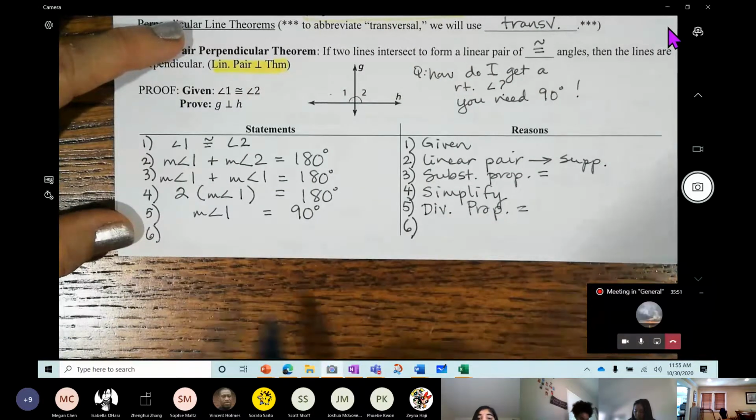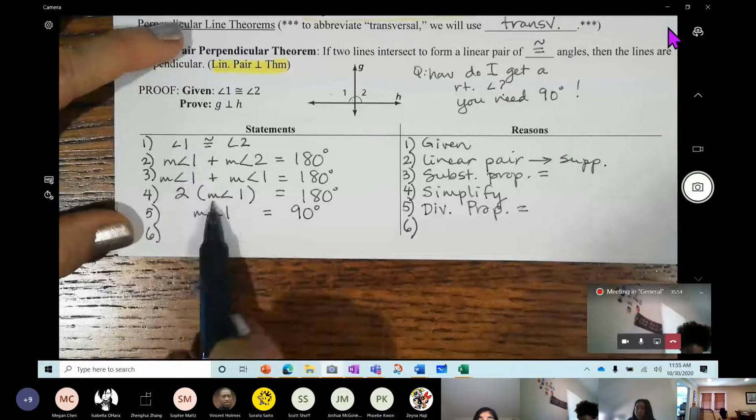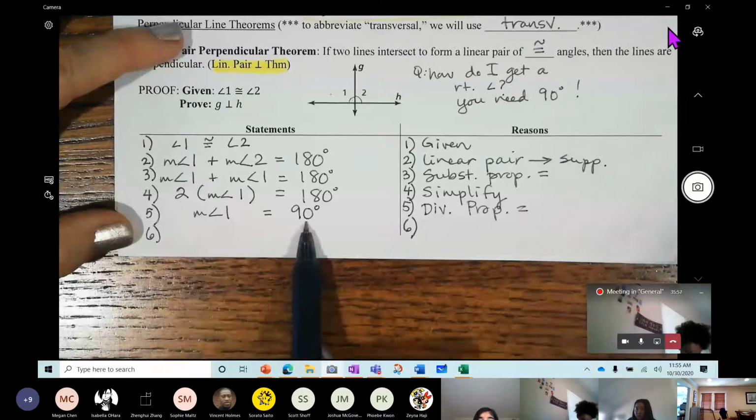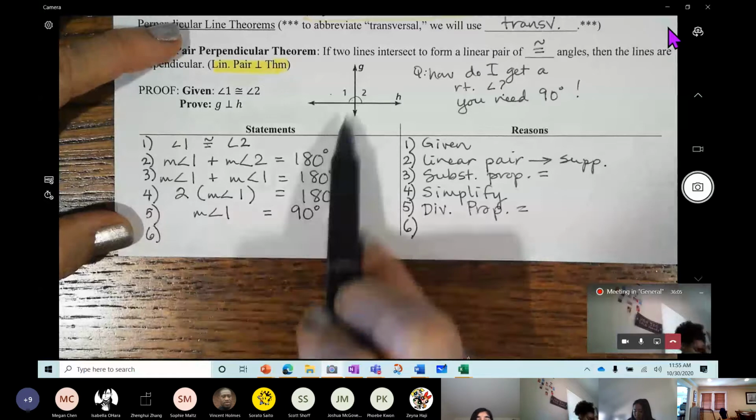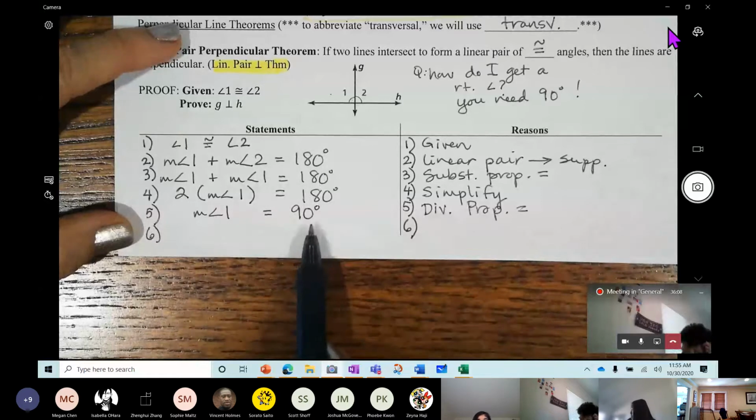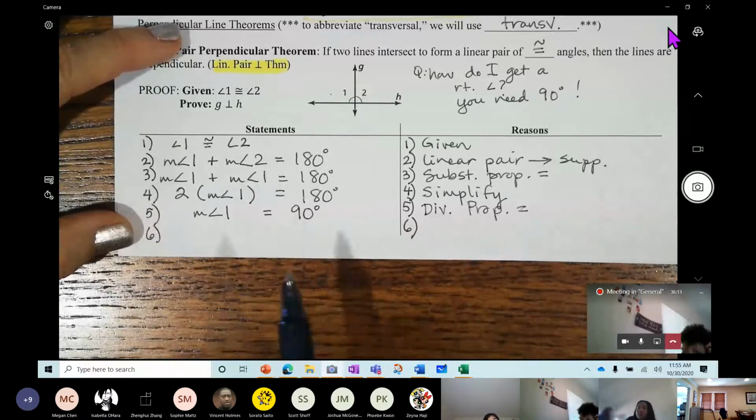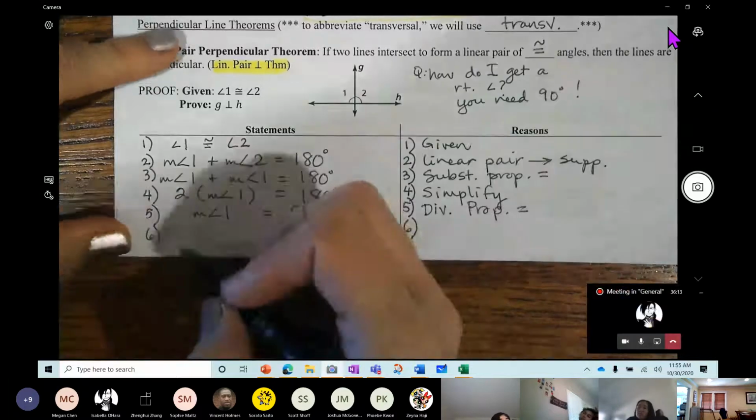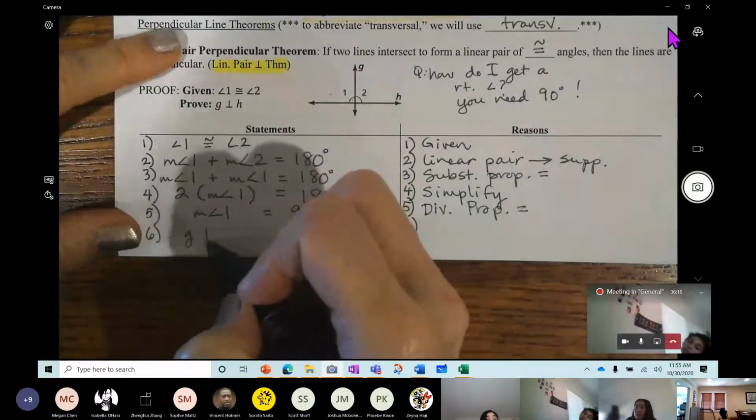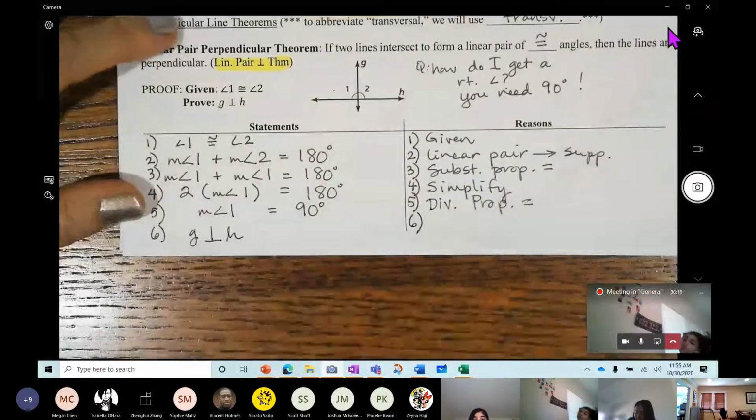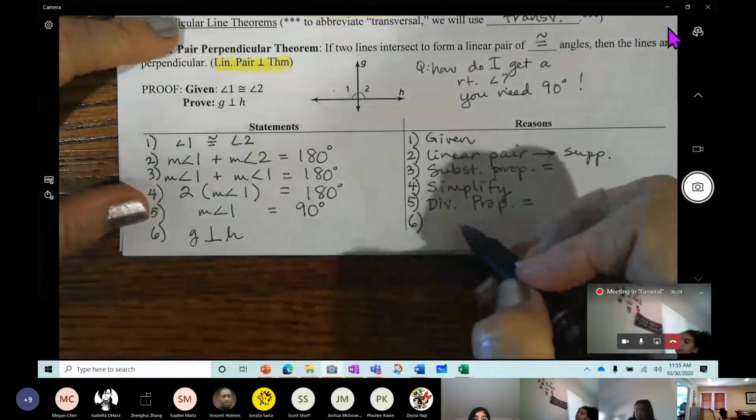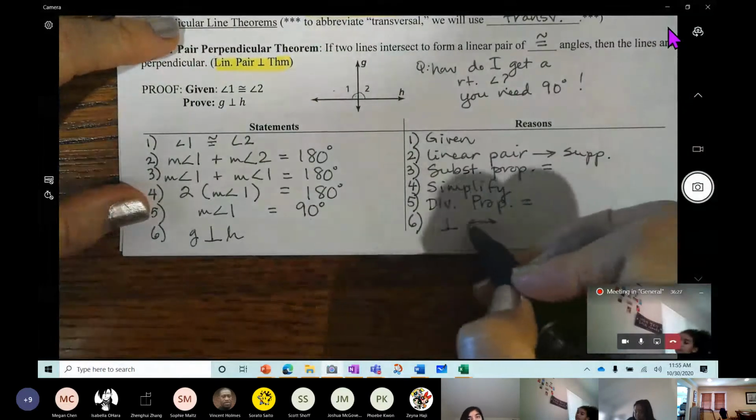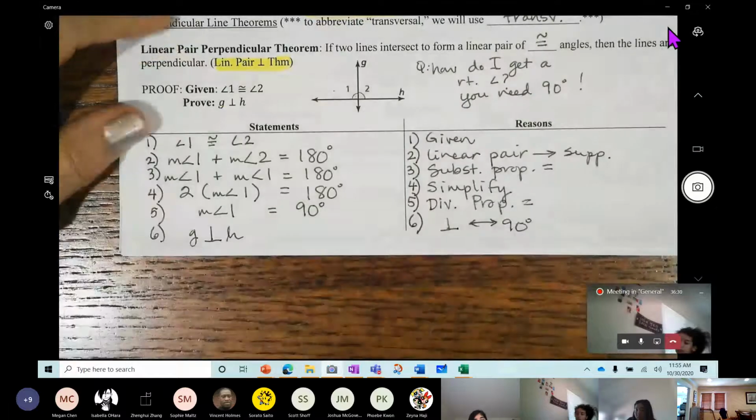Now, for those of you who said, could I substitute angle 2? You could have gotten the same result only with measure of angle 2 equals 90, right? So you could have done it the other way with angle 2. But now that I have that one of these angles is 90 degrees, doesn't that mean it's a right angle? You're all supposed to say yes. And now we can say that G is perpendicular to H because perpendicular lines form 90-degree angles.